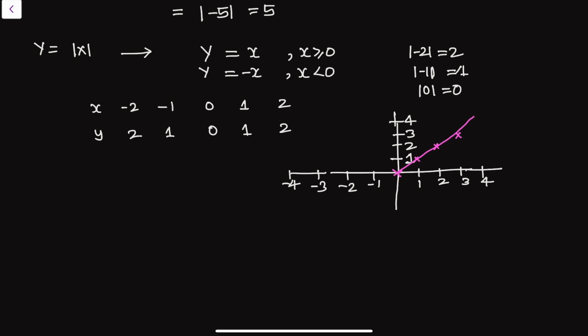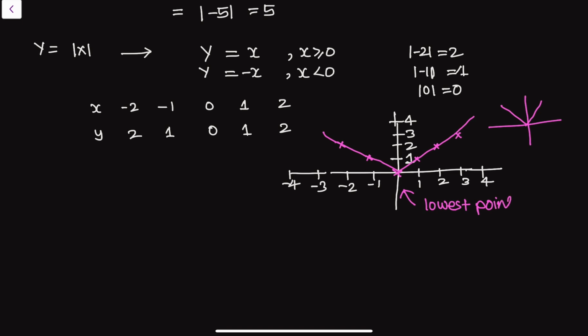Similarly, take x as minus 1, you get the value 1, so mark this point. Take x as minus 2, you get the value 2, so this point is here. When you draw its graph, it's going to be in this way. Roughly, the graph of mod of x looks like this. This here is the lowest point.